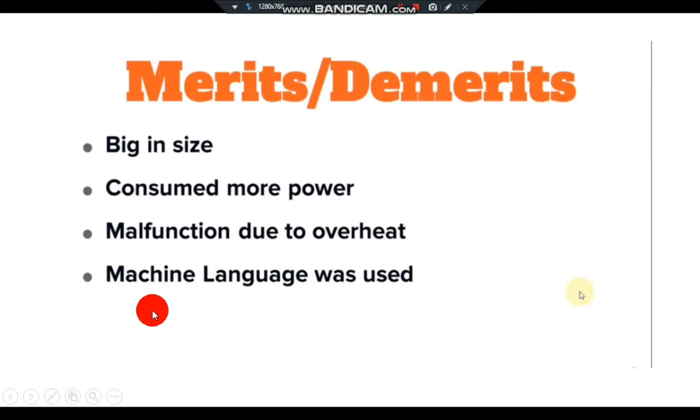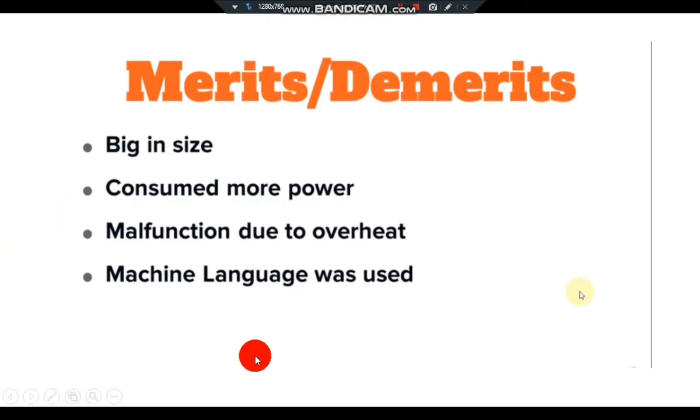You must remember in which period this generation was created and what circuit was used in this generation. Then write the merits and demerits. In this lesson, generations of computers is an important 5-mark question for your public exam. So go through this point: for each generation you must remember the period of that generation, what circuit is used, and the merits and demerits of that generation.